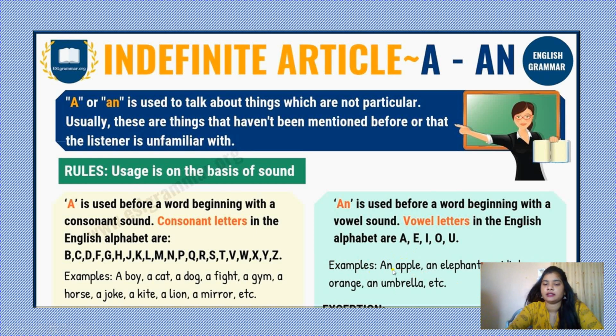Children, can you see? Apple, A sound is coming. Elephant, E sound is coming. Idiot. Yes, it's very simple to identify as A, E, I, O, U is written here. So you will say that, ma'am, A, E, I, O, U is written, so we have to use an. Okay, I will explain to you through more examples.